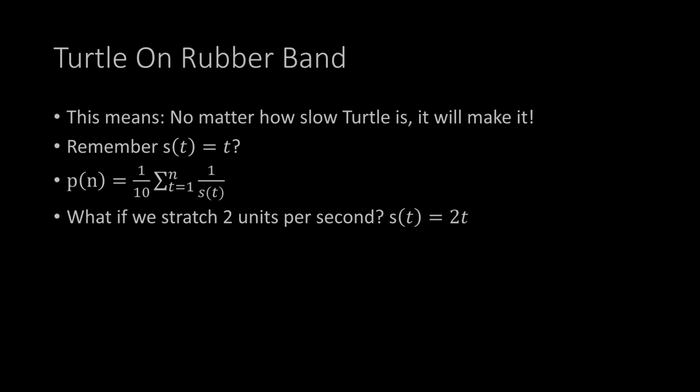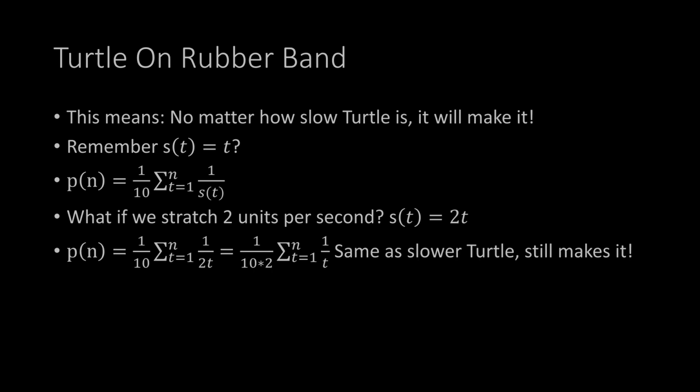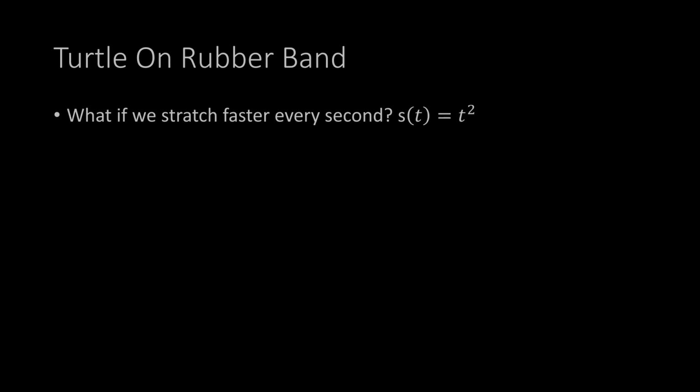What if we stretch 2 units per second? So we're just a bit faster at stretching. S from t equals 2t. Well, then we can insert this into this formula, take out the 2, and we see it's equivalent to just a slower turtle. So of course it will still make it. We still have this divergent series, the harmonic series, on the right. Just the turtle is half as fast, but no matter, we said it doesn't matter how slow it is, it will always make it.